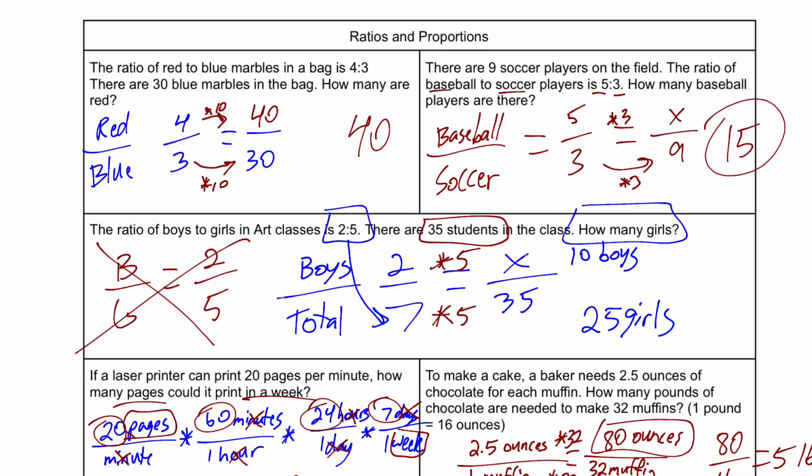For ratios, the most important part is figuring out your pattern. If you can do red to blue for the original and your new population, that'll work out great. Baseball to soccer, making sure that baseball numbers are all on top, soccer numbers are all on bottom, that'll work out great. If you try to do boys to girls, but they give you total, that means you have to start with a different ratio. And if it's 2 to 5, you can also think of that as 2 out of every 7, total. From there, you have to pay attention to what you're trying to find, boys or girls.